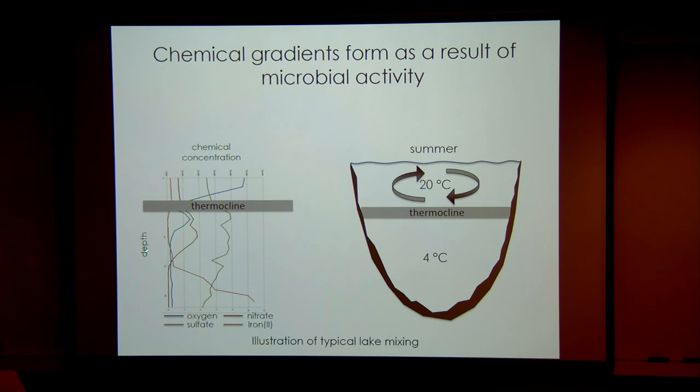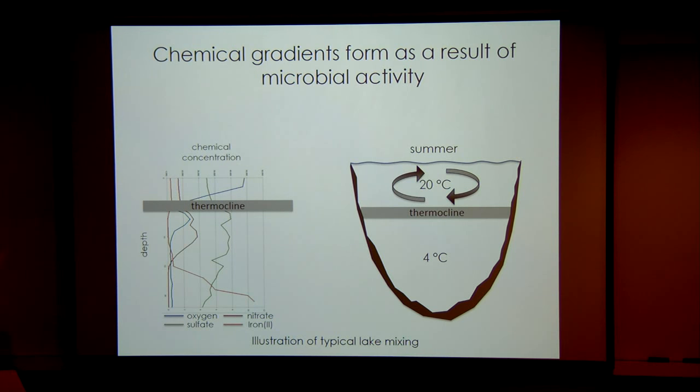And this creates these gradients, which microorganisms can then position themselves within the water column to take advantage of the conditions that are right for their growth. And so you can imagine them then finding the spot within the water column where they can grow.